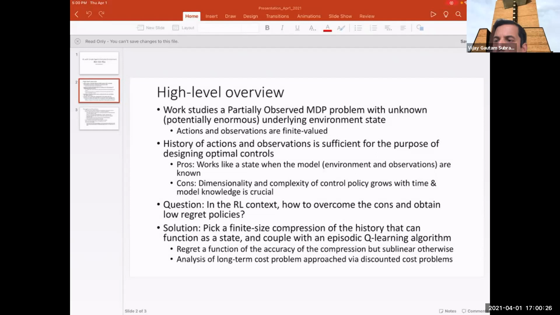So in some sense, the solution is to pick a finite size compression of the history that can function as a state, and you couple that with an optimistic Q-learning algorithm. There's a particular episodic scheme that you presented as well. The main result, within this interesting framework, is that the regret is a function of the accuracy of the compression, but sublinear if you remove that accuracy part. And the analysis of the long-term cost problem is approached by a discounted cost problem, which I think was quite interesting to read as well.